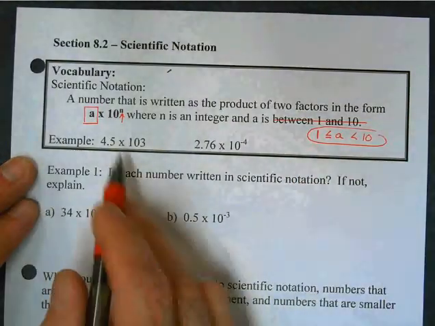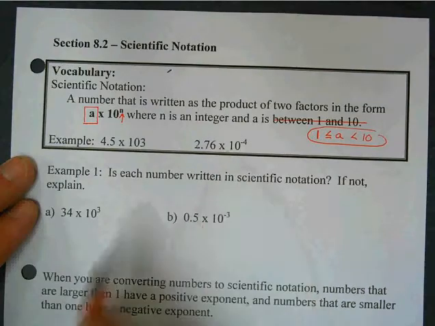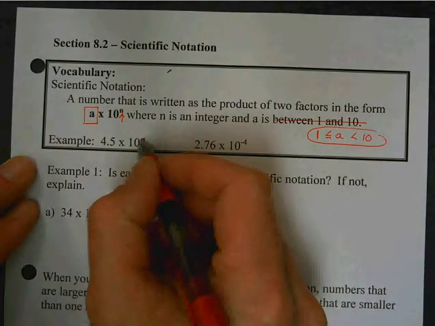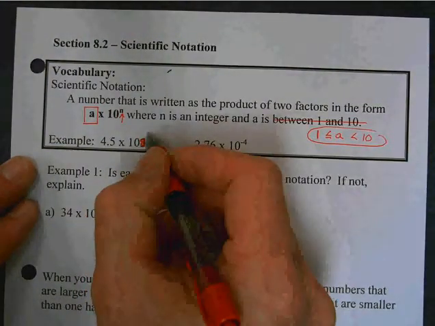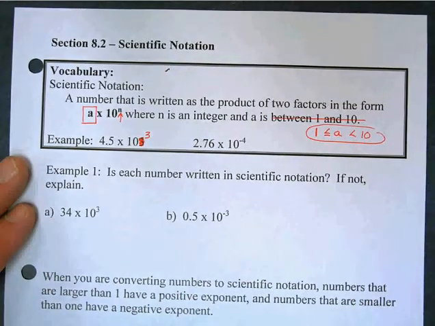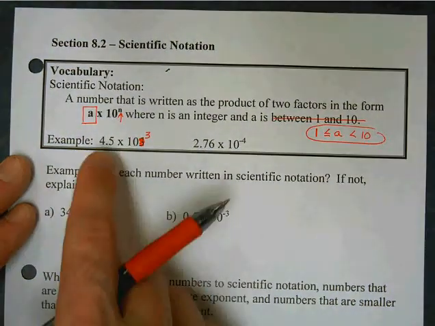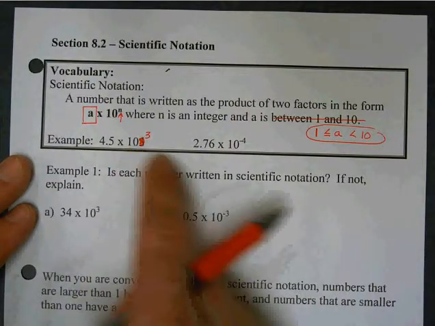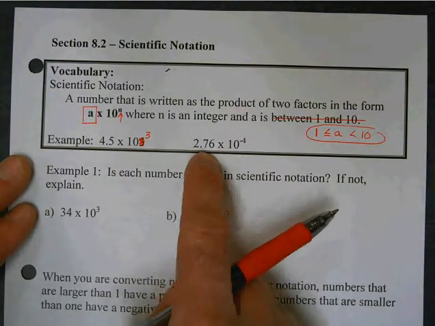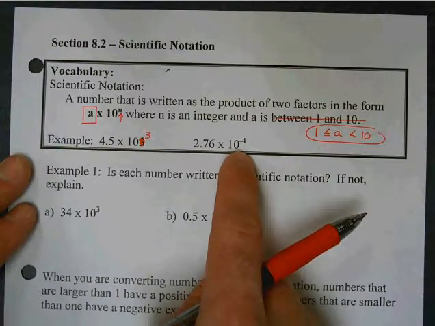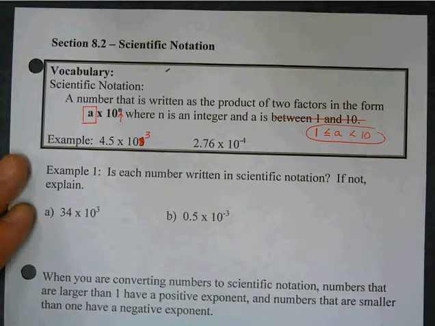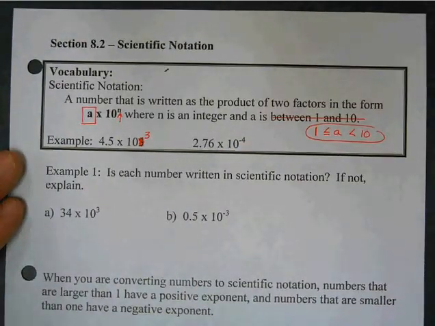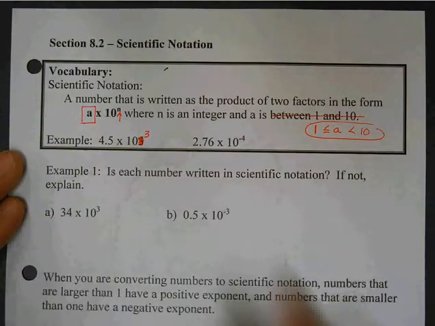So here's two numbers. This first one, we had a little computer issue here. That 3 is supposed to be an exponent. So this means 4.5 times 1,000. And this means 2.76 times 1 over 10,000. And I'm going to show you kind of how to make those work in a little bit. So, two little examples of scientific notation.